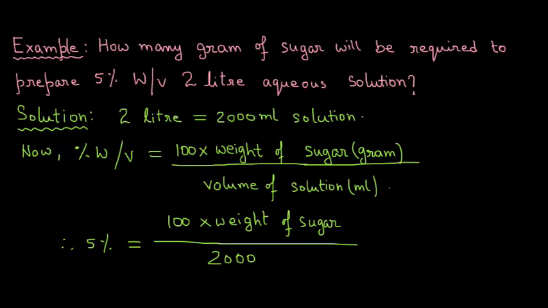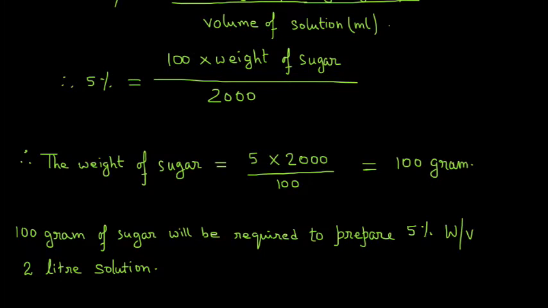So 5% is equal to 100 multiplied by weight of the sugar upon 2000. We need to find the weight of the sugar. By cross multiplying, we find the weight of sugar is equal to 5 into 2000 upon 100, that is 100 gram. Therefore, the answer is 100 gram of sugar will be required to prepare 5% weight by volume 2 liter solution.